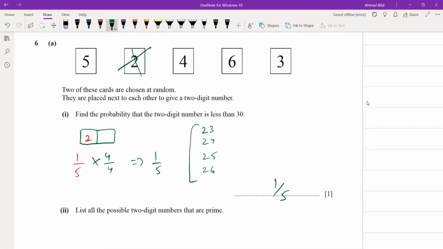फिर बाकी total numbers कितने आपके पास possible हैं? आपको सारे लिखने पड़ेंगे. जैसे 32, 34, 35, 36. Then फिर 4 के साथ लिखे हैं 42, 43, 45, 46. Then 52, 53, 54, 56. And then 62, 63, 64, 65. कितने numbers बन गए total?